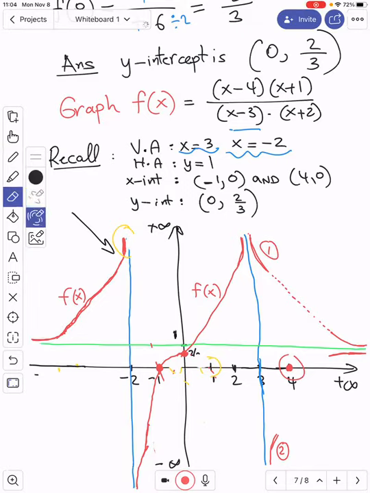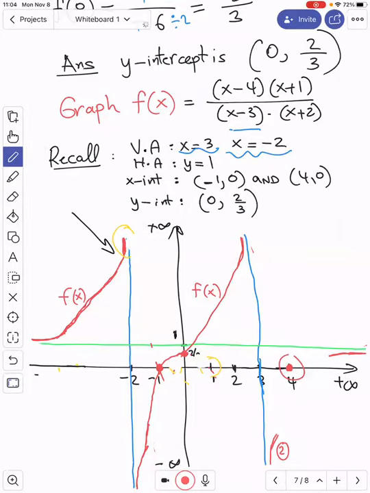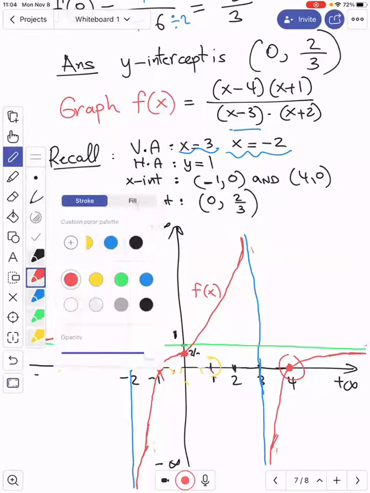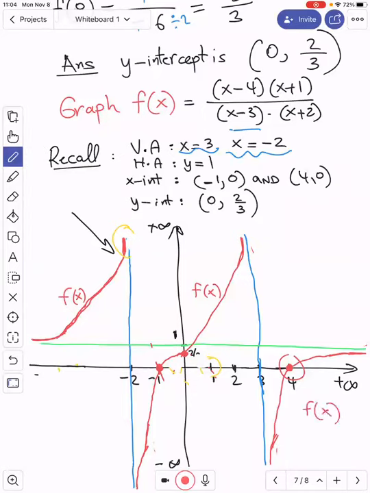So here, because there's an x-intercept, we need to start from the bottom, join the 4, and then we can approach our horizontal asymptote. Okay, so that'll be the third part of the graph, f of x.